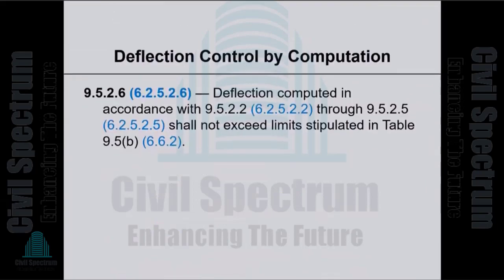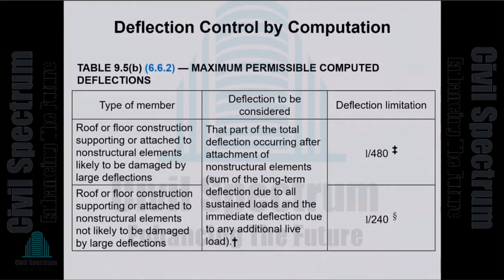Yeah, as I said, like most of the questions, you have already answered, Dr. Ghosh. Yeah, but obviously it didn't register. That part, so these are the limits, and the limits apply to that part of the total deflection occurring after attachment of non-structural components, which would be some of the long-term deflection due to all sustained loads and the immediate deflection due to any additional live load. So after the non-structural elements are attached, if there is any additional live load imposed, immediate deflection due to that plus the long-term deflection due to all sustained loads. That's what these limits apply to.